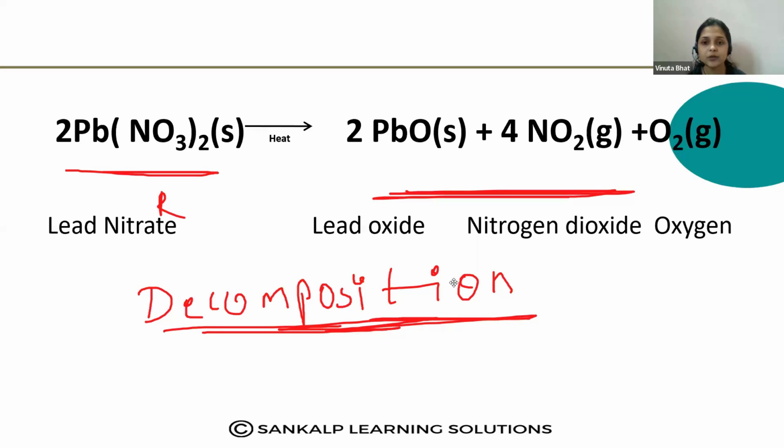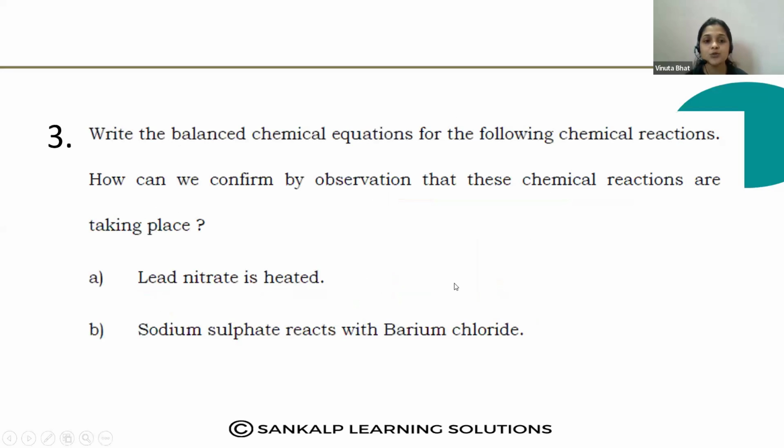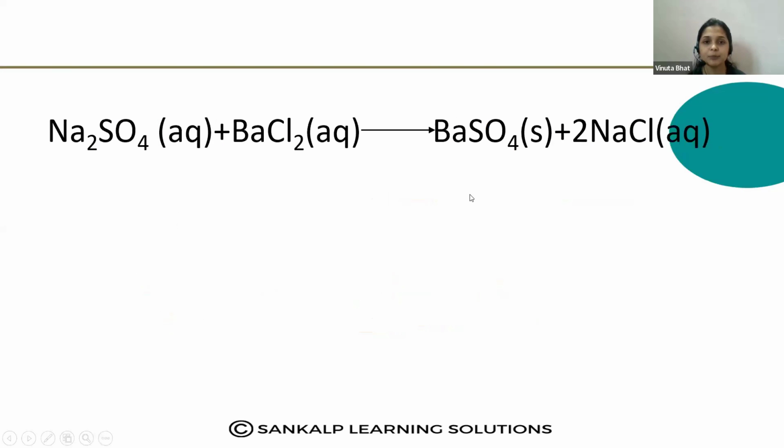And the second question is: sodium sulfate reacts with barium chloride. How can we say by observing that the chemical reaction is taking place? In question B, sodium sulfate, when reacted with barium chloride, forms BaSO4 and NaCl.